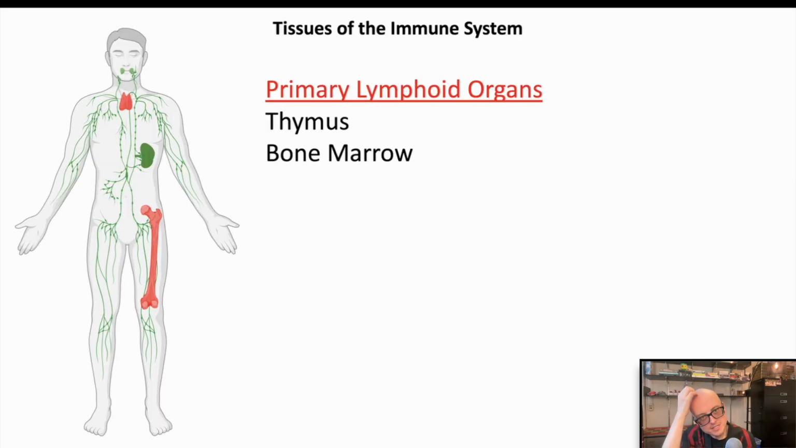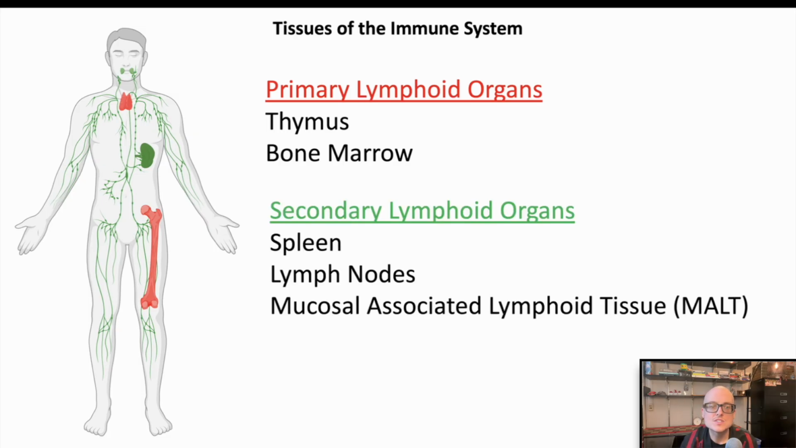So if we think about the tissues of the immune system, we can categorize them in two major categories. You can see here that there are organs known as primary lymphoid organs, and they include the thymus and the bone marrow, which are both labeled in red, and we'll learn more about what these two organs or tissues do in just a moment. But we distinguish the primary lymphoid organs from the so-called secondary lymphoid organs, which include the spleen, structures called lymph nodes, as well as structures called mucosal associated lymphoid tissue, or MALT.